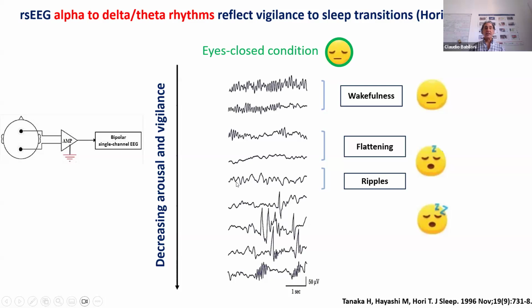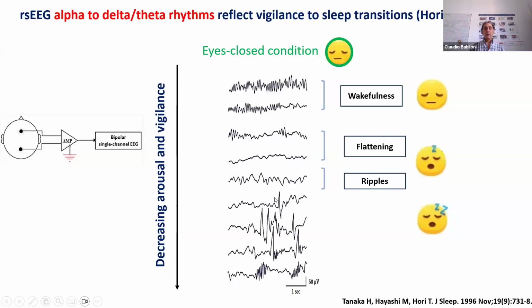And you see, indeed, that a slower frequency appears in the EEG oscillations. This is a band called theta rhythms, from 4 to 7 Hz. And this activity is called ripples of EEG activity.